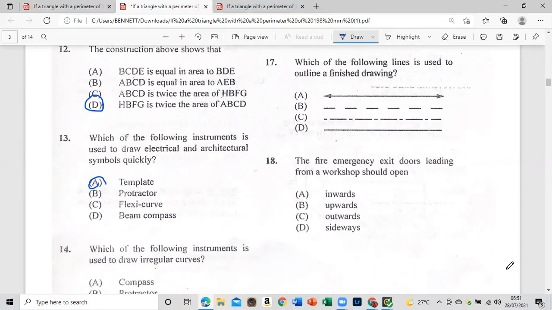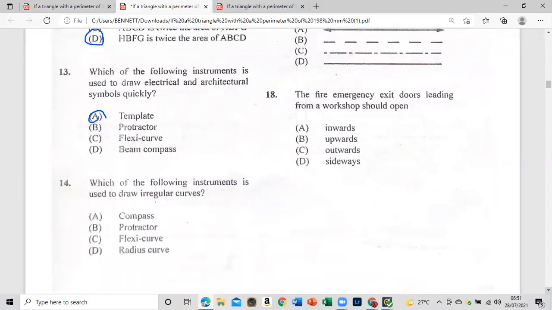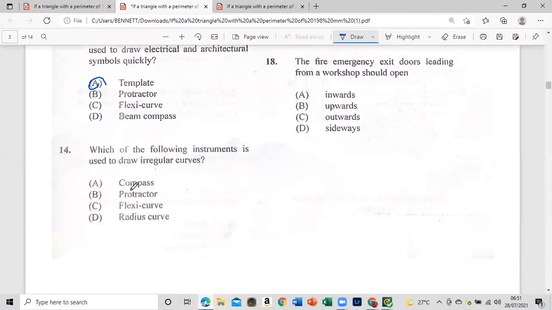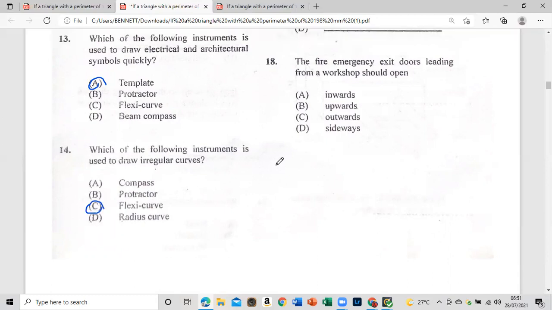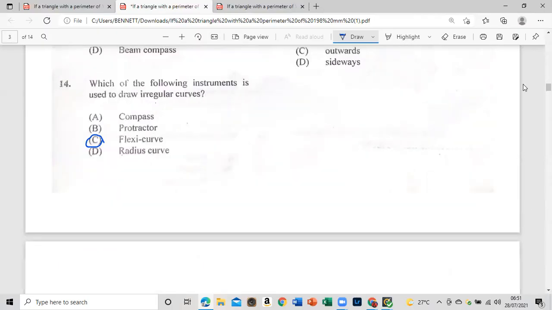Number 14, which of the following instruments is used to draw irregular curves? So that is irregular curves. Notice the keyword, guys. And as suggested, that would be the flexicurve. So the flexicurve is used to draw irregular curves.